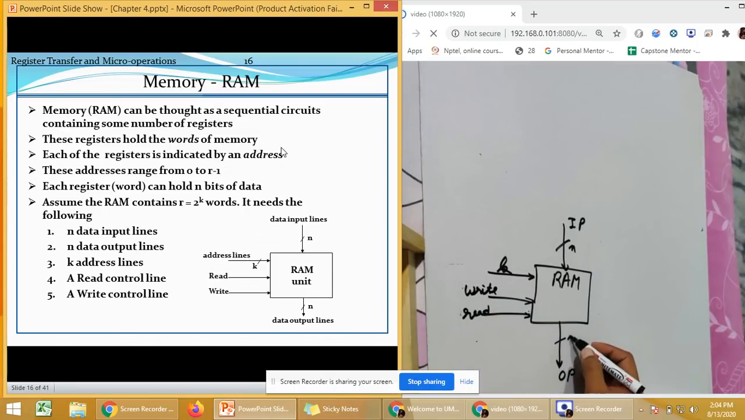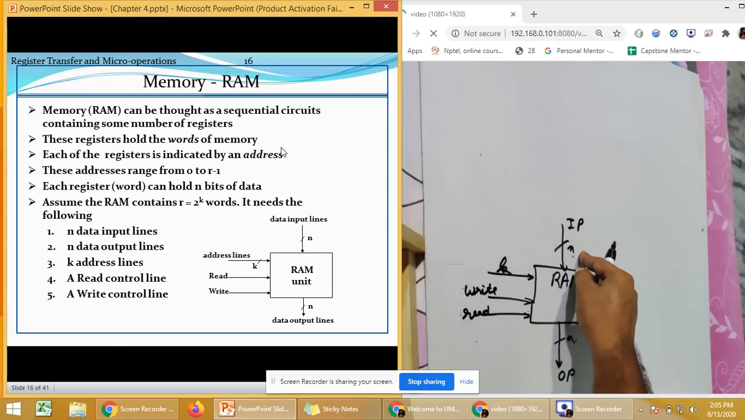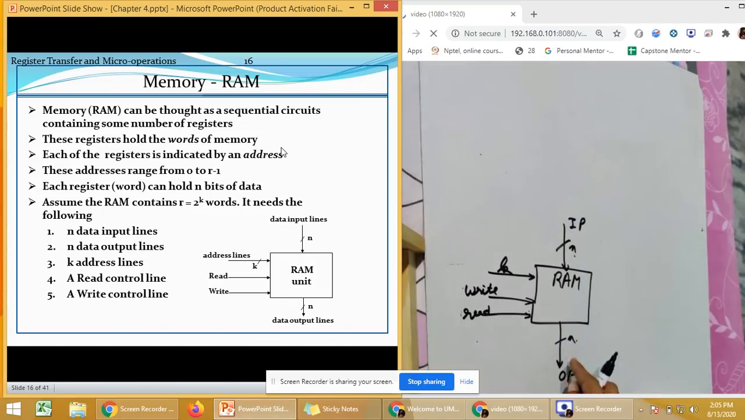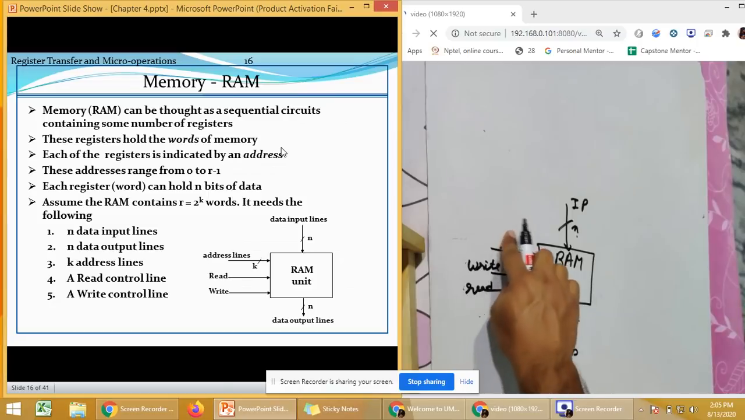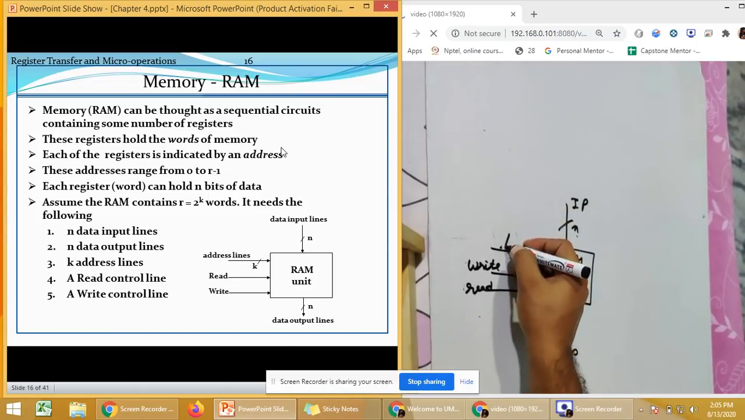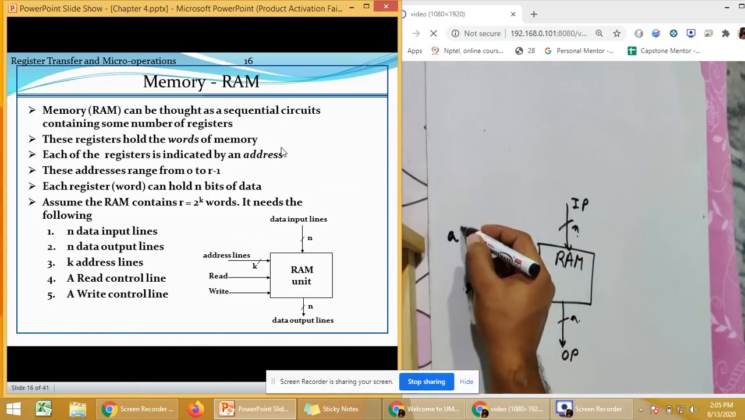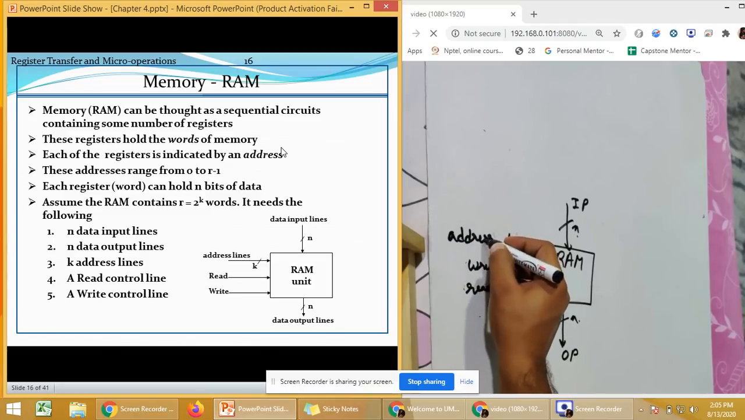Okay. Now the number of input lines n and output lines n will remain the same. Means as many bits as it can accept, that many bits it can send as output. Means if this value is 8, this value will also be 8. And what will be the number of lines in K? K are the address lines, as we discussed earlier. These are address lines.